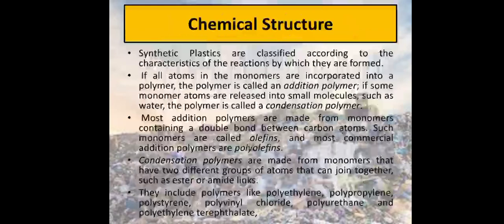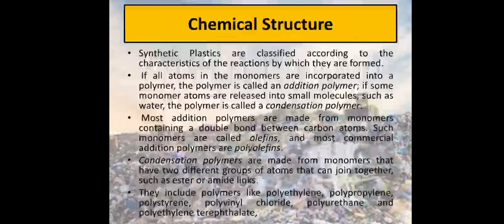Now the next point is the chemical structure of the plastic. The synthetic plastics are classified according to the characteristics of the reaction by which they are formed. Whenever all of the atoms in the monomers, which are the monomer units of the plastics, are incorporated within a polymer, the polymer is called an addition polymer.